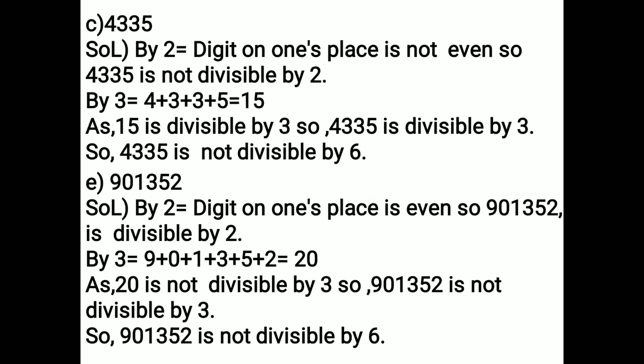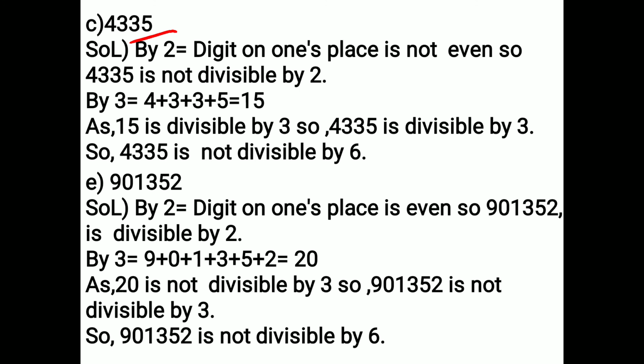So now C part. By 2, digit at ones place is not even, so you write it is not divisible by 2. By 3, what you have to do? 4 plus 3 plus 3 plus 5. So when you add it, answer comes 15. 15 comes in the 3 table, so 4335 is divisible by 3. Now see, one is no, one is yes. So no and yes make no. So you write 4335 is not divisible by 6.